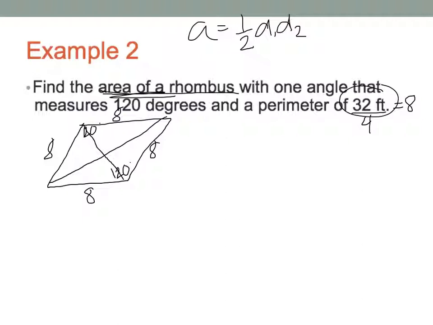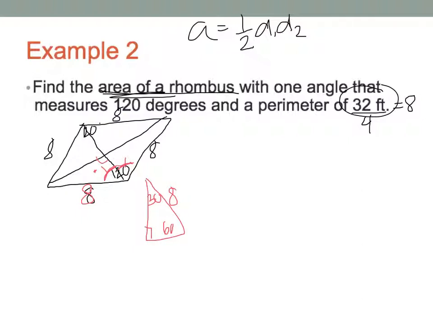I'm going to pull out one of the triangles. I'll use this one here. And since all four of them are congruent, I only need one. So it says that 8 is my hypotenuse, because I've got that there. And I have a 60-degree angle here, because the diagonal is bisecting my 120-degree angle. Yes, sirree, I've got a 30, 60, 90.